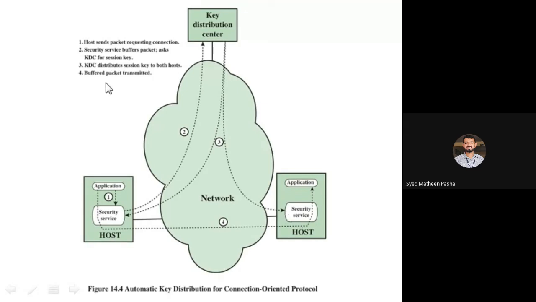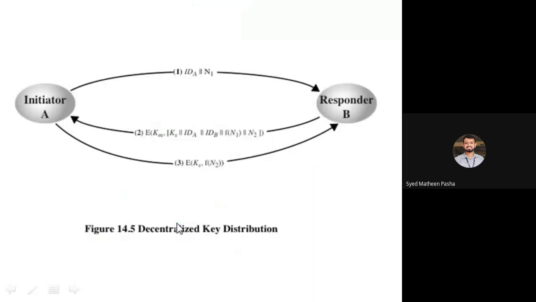Then the buffered packet is transmitted. There will be one buffer initiated in the key distribution center. That buffer is transmitted and shared to both the hosts here. So this is one simple example of how key distribution is done in connection oriented protocols. Then with respect to session keys, we have another example, which is decentralized key distribution.